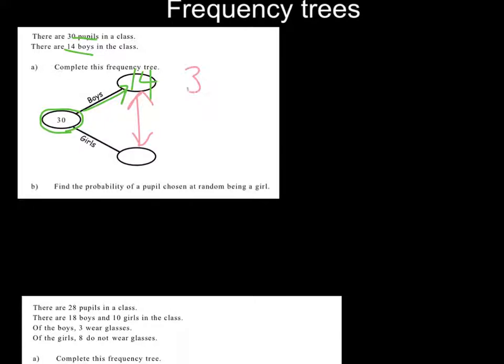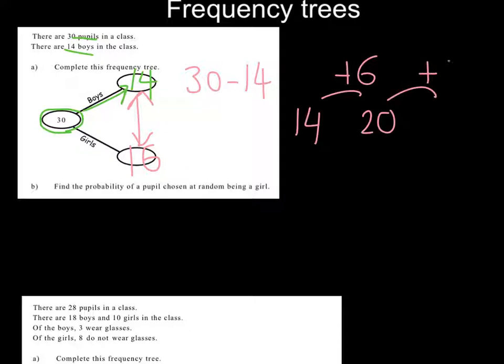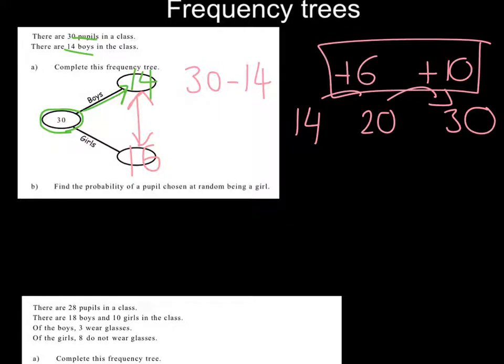So you can either do 30 minus 14, or think to yourself, what do you add to 14 to make back up to 30? So if you add 6, that would be 20, and then add another 10, that would be 30. But again, you could do that on a number line, so if you start at 14, add on 6 to get to 20, then add on 10 to get to 30. Or if you've got another method for subtraction, you could use that, but either way, we're going to get 16. Double check, they add up to 30.